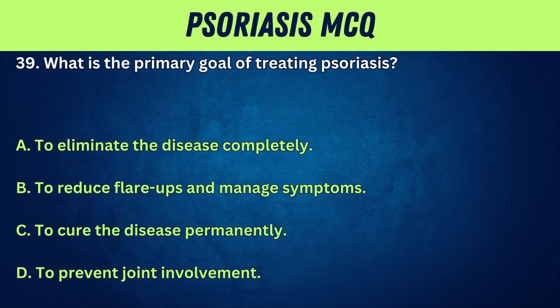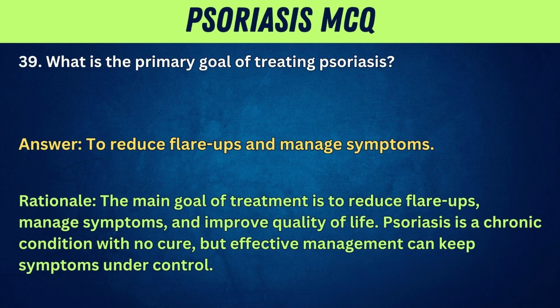39. What is the primary goal of treating psoriasis? A. To eliminate the disease completely. B. To reduce flare-ups and manage symptoms. C. To cure the disease permanently. D. To prevent joint involvement. Answer: to reduce flare-ups and manage symptoms. Rationale: the main goal of treatment is to reduce flare-ups, manage symptoms, and improve quality of life. Psoriasis is a chronic condition with no cure, but effective management can keep symptoms under control.